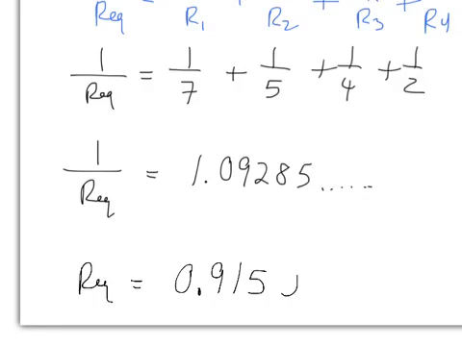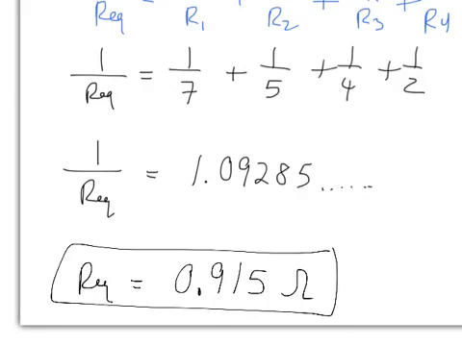0.915. Okay? Notice that this fraction was equal to a number bigger than 1, so the inverse of this is smaller than 1. That always happens with reciprocals. If the original number is greater than 1, the reciprocal is a fraction or a decimal. That's the equivalent resistance of the whole system.